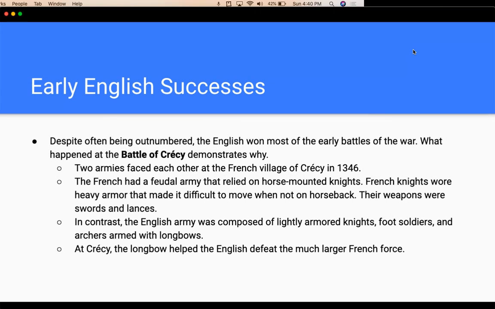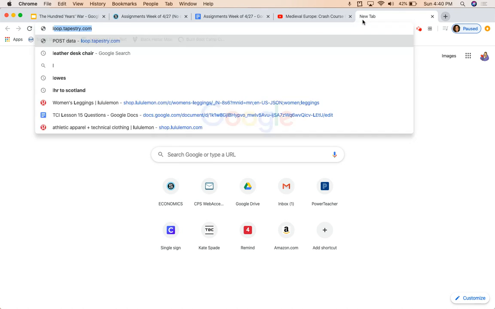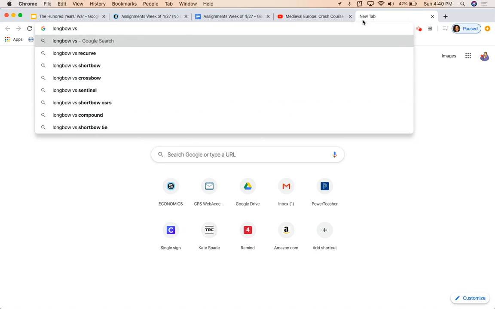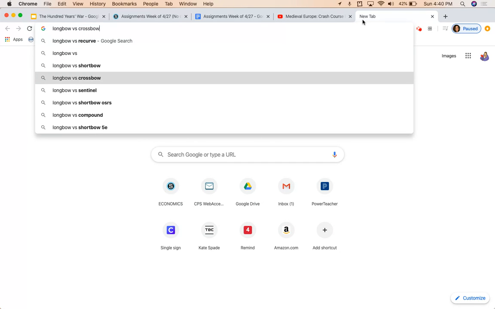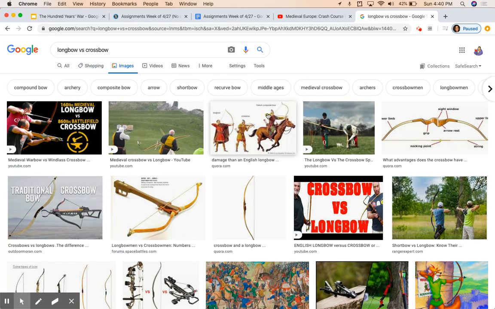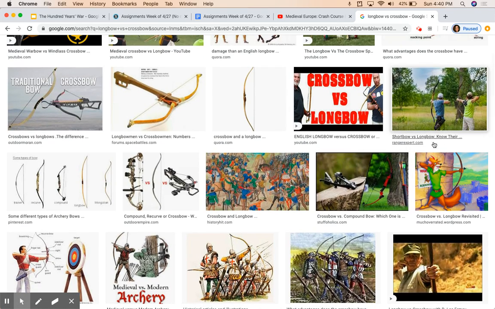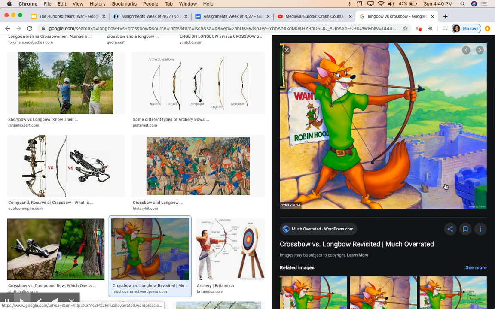So I did just realize that it might be helpful for you guys to see the difference. So we're gonna just head to Google and see if we can get some images for you guys. Oh, see, look, Robin Hood, there he is. Robin Hood's holding a longbow for us.